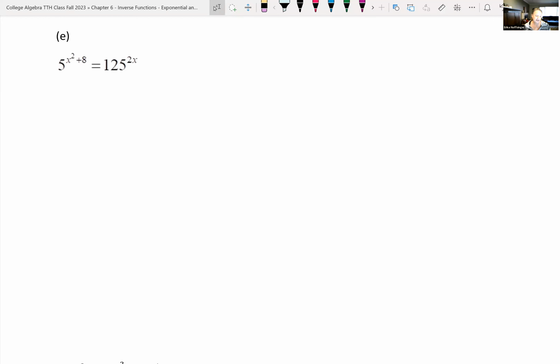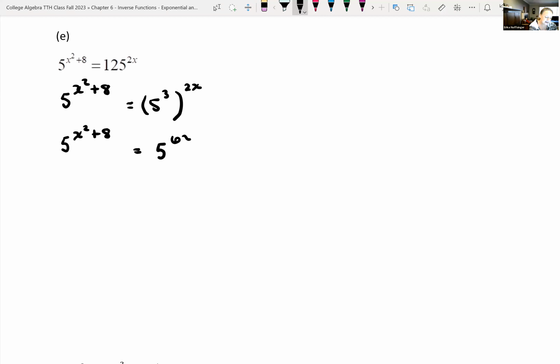So next example, we have 5 raised to the x squared plus 8 power is equal to 125 raised to the 2x power. We want to manipulate the bases to be the same. 5 cubed is the same thing as 125. And so let's rewrite this. We have 5 raised to the x squared plus 8 power is equal to 5 cubed, and that is all raised to the 2x power. Power to power is multiplying. So we have 5 raised to the x squared plus 8 power is equal to 5 raised to the 3 times 2x power. 3 times 2x is 6x.